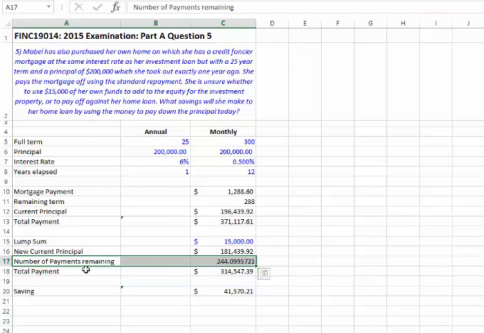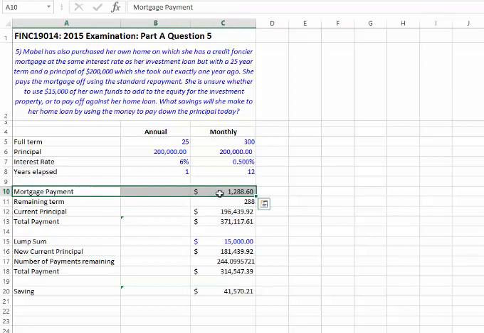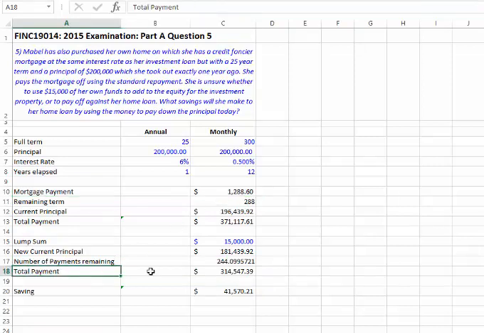From that, we can work out the total repayment under the new regime. Again, that's simply the number of payments remaining of 244.099, etc., multiplied by the mortgage payment, which remains as 1288.60. And that should give us a total repayment now of $314,547.39.